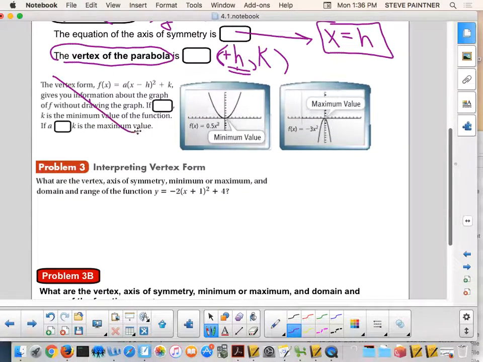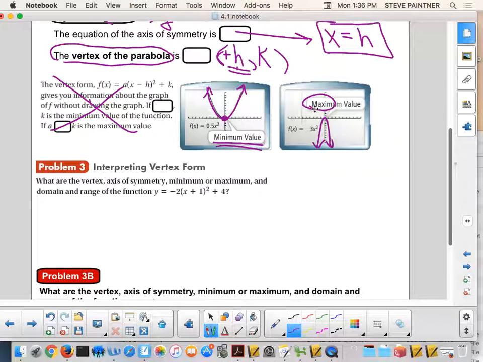I'm not going to read this to you. I'm just going to tell you on the picture, when you have a minimum value, it's because your parabola goes which way? Up. The minimum will be your vertex, okay? Here, because your parabola goes down, you're going to have a maximum. Okay, I'm not going to read any more than that.